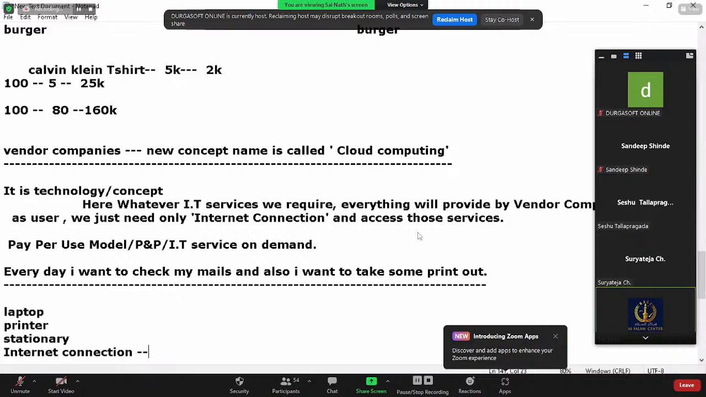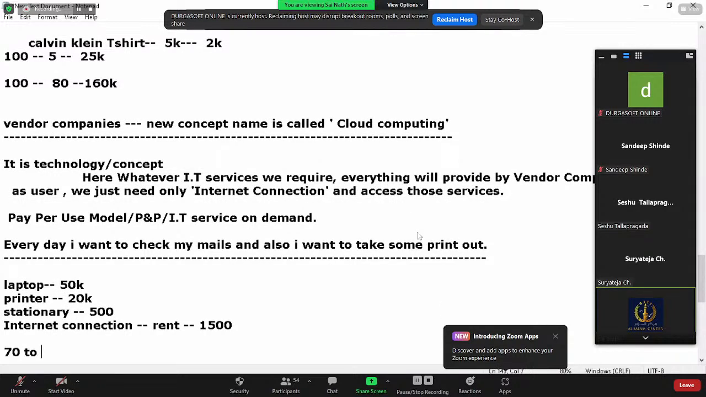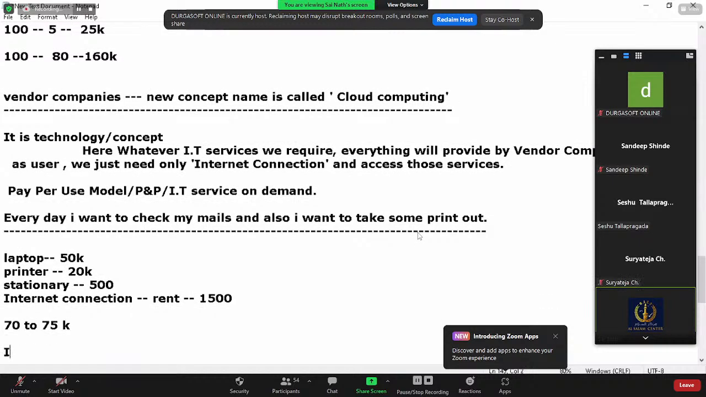And every month I need to pay the rent. So rent cost is near about 1500. Stationery cost approximately 500. Printer cost approximately 20,000. Laptop cost approximately 50,000. So altogether, I need to spend near about 75,000 rupees. Yes or no? For just browsing only 5 to 10 minutes per day. Instead of investing unnecessarily 75,000 rupees, simply I'm going to internet center near my home, internet cafe. There I'm going to check my mails. And there I can take the printout.